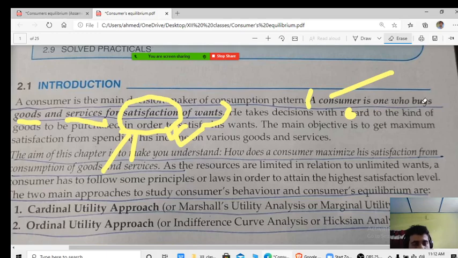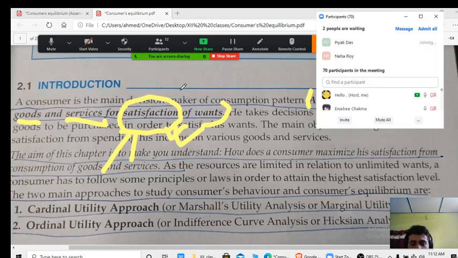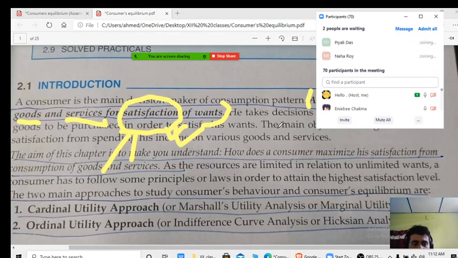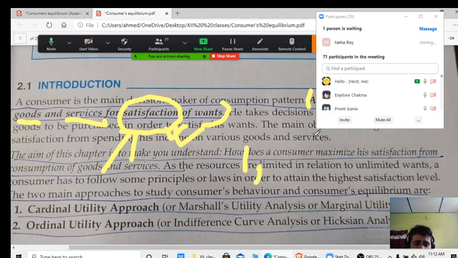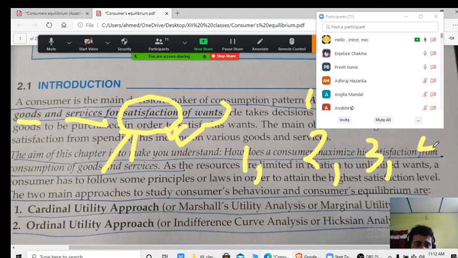For the ease of understanding, let's have a quick view of what is cardinal and what is ordinal. Cardinal numbers are like, okay, some people are still joining, let me allow them. These are cardinal numbers: 1, 2, 3, 4. These are cardinal numbers.